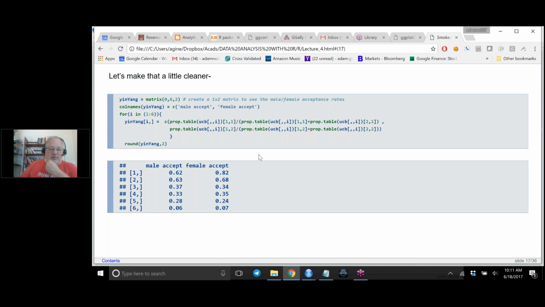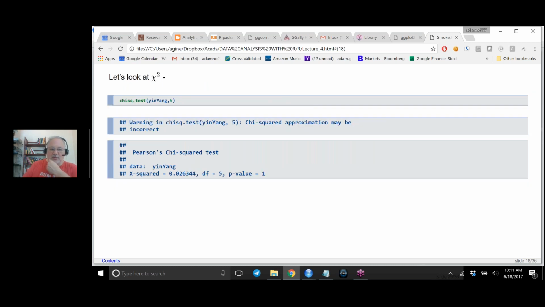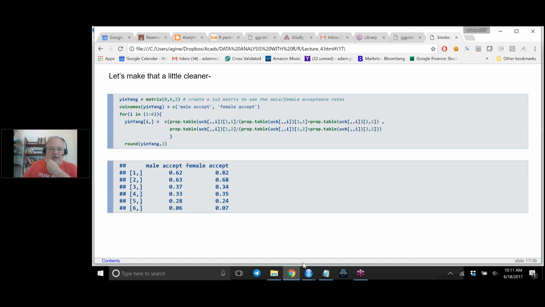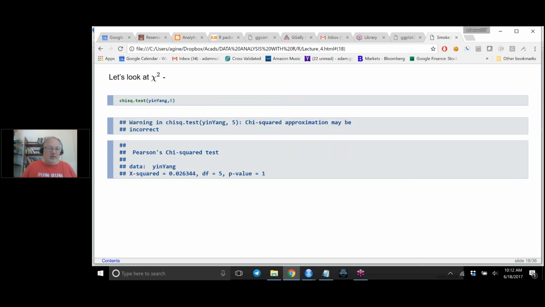So here we have it. When you put all the data together, this seems to be evidence of discrimination. But again, let's look at chi-squared. Now why am I doing chi-squared? Because now I don't have a 2 by 2 table. I have a 6 by 2 table, 6 rows, 2 columns, right? So I can't use, or I shouldn't use, Fisher's test. I should use chi-squared, and I can do chisq.test of yinyang.